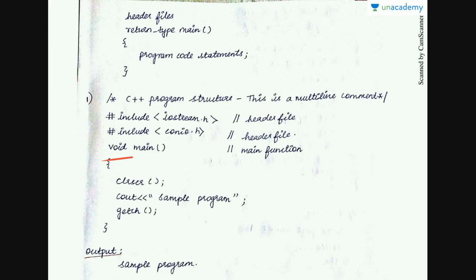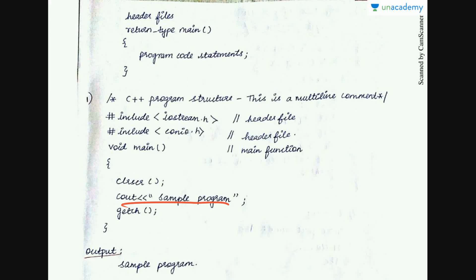and the first line of the thing is clear screen. What is a clear screen? Clear screen is the output thing. The output screen will have something already on it, so if you don't want that, you should first clear the screen. Next you have cout sample program.